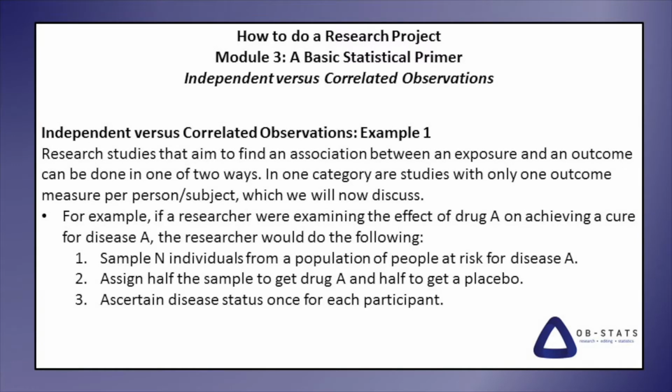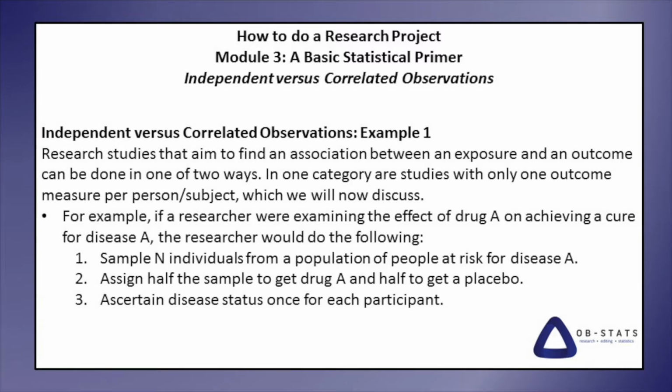Research studies that aim to find an association between an exposure and an outcome can be done in one of two ways. In one category are studies with only one outcome measure per person or subject, which we now will discuss. In the following example, if a researcher were examining the effect of drug A on achieving a cure for disease A, the researcher would do the following. 1. Sample N individuals from a population of people at risk for disease A. 2.